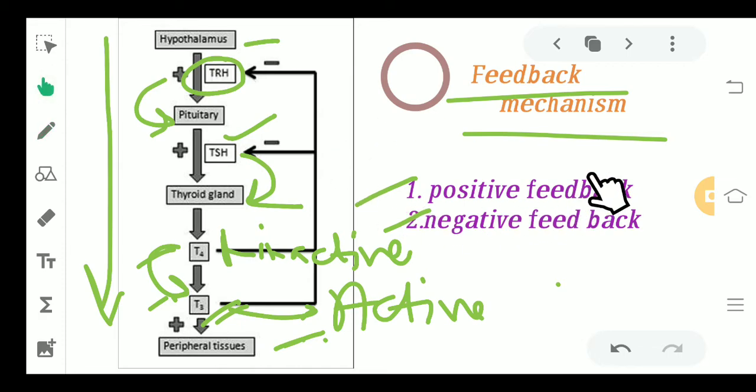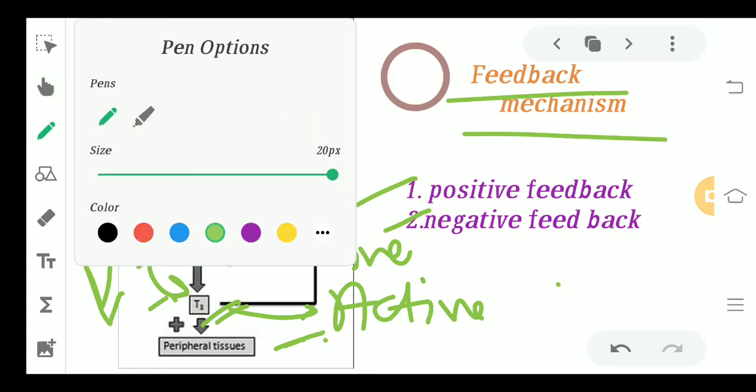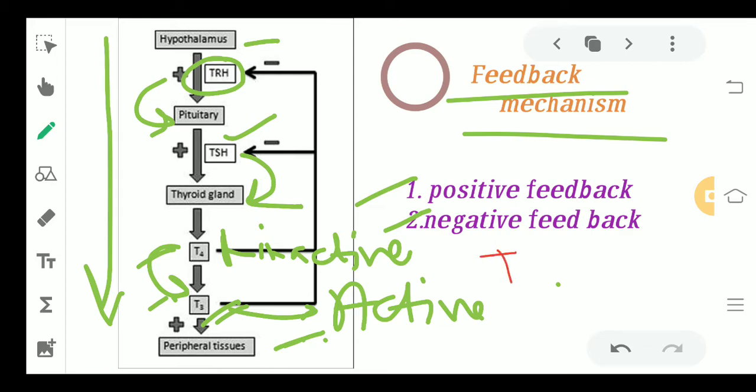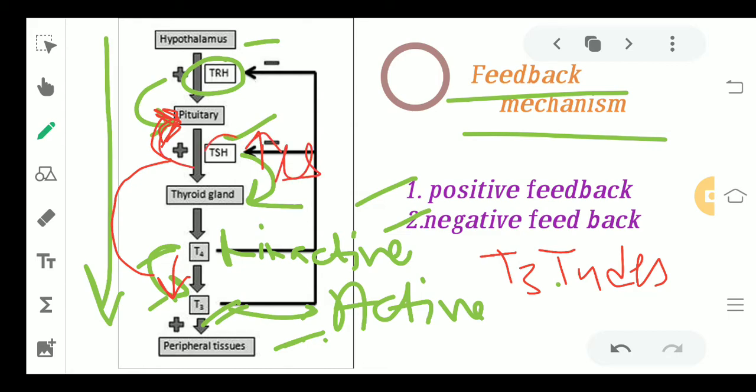Discussing first the positive feedback mechanism. Whenever the level of T3 and T4 in the body decreases, concentrate on what I am saying, a message is sent to the pituitary that there is a decrease in the level of T3 and T4, and immediately more TSH is secreted. When more TSH is secreted by the pituitary, more T3 and T4 hormone will be secreted and the level will be balanced.